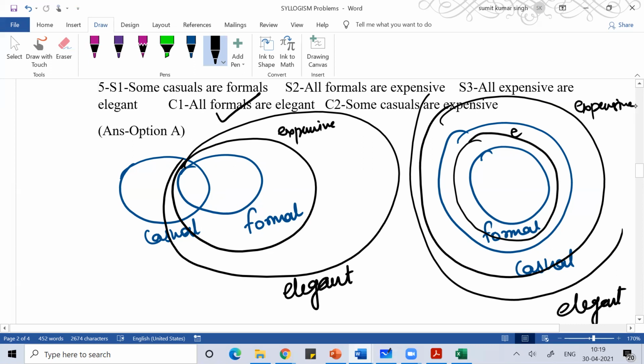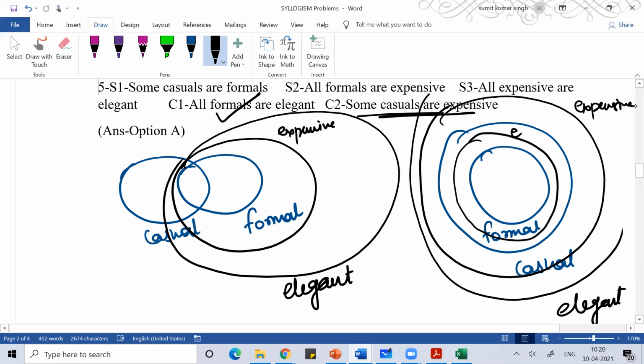Conclusion two: some casuals are expensive. Here, all casuals are expensive. You get it? The second one should also be true. Both should be true. Like here I'm getting confused. So some casuals are expensive.